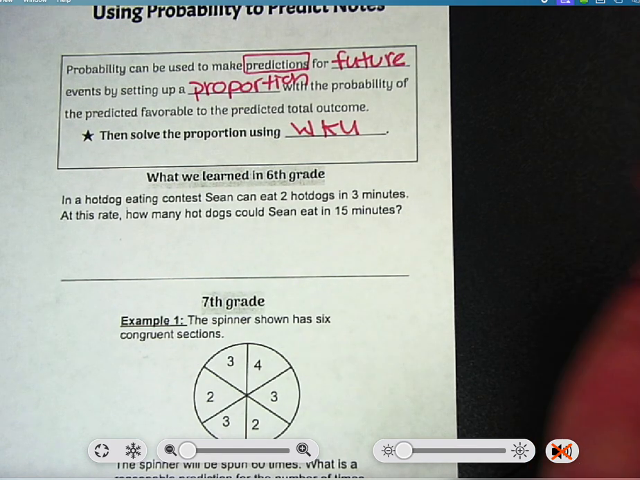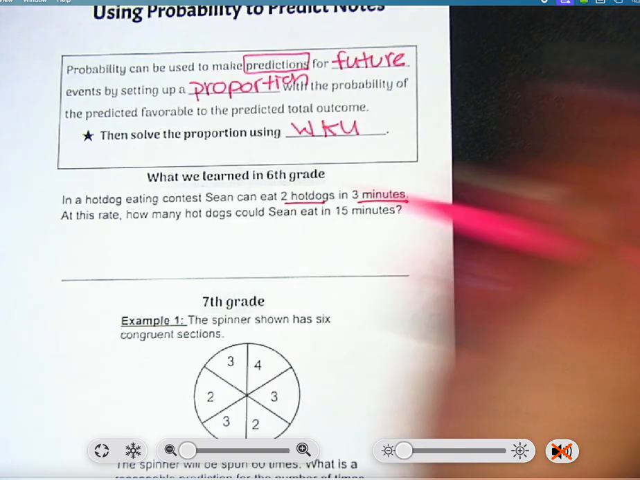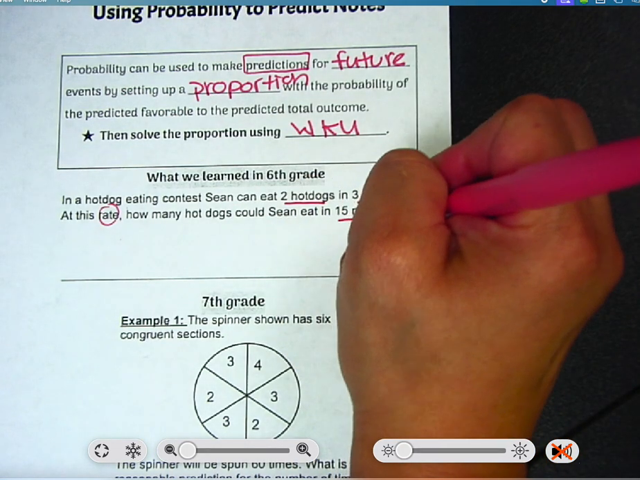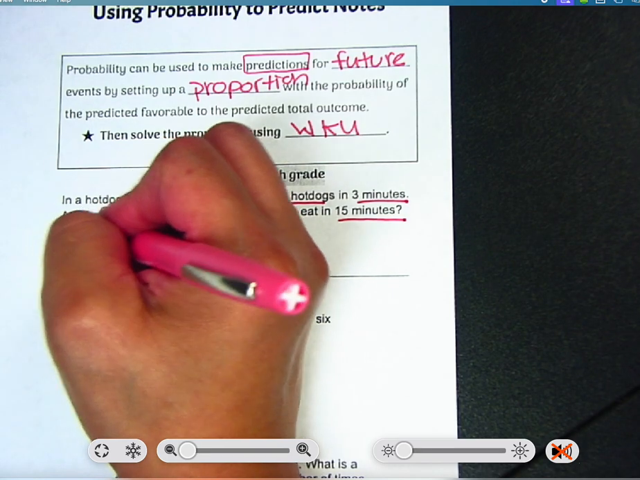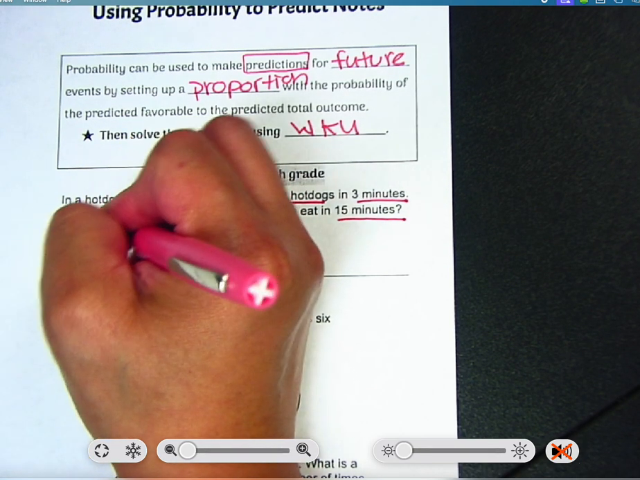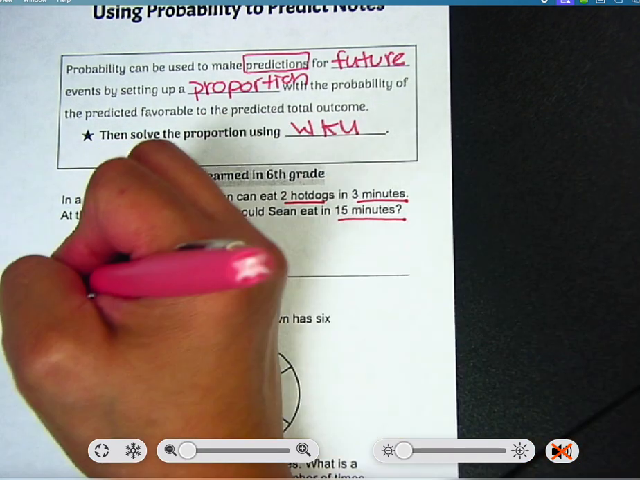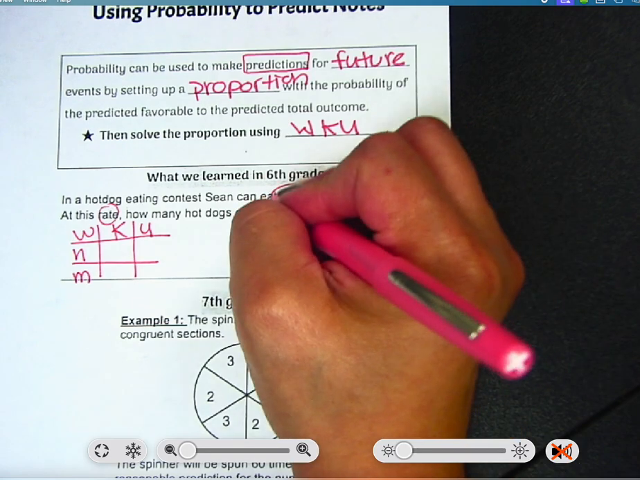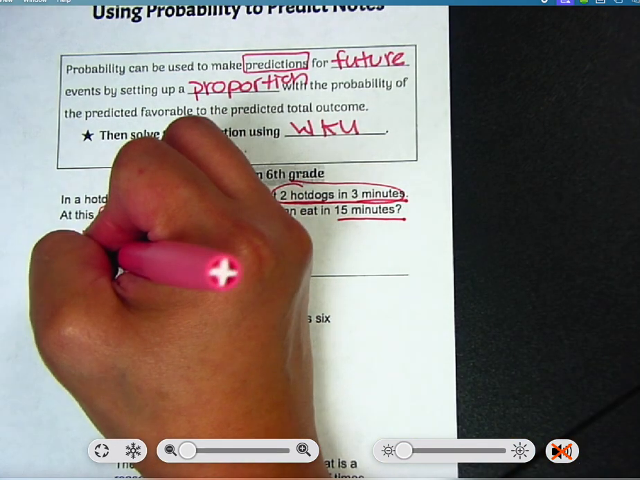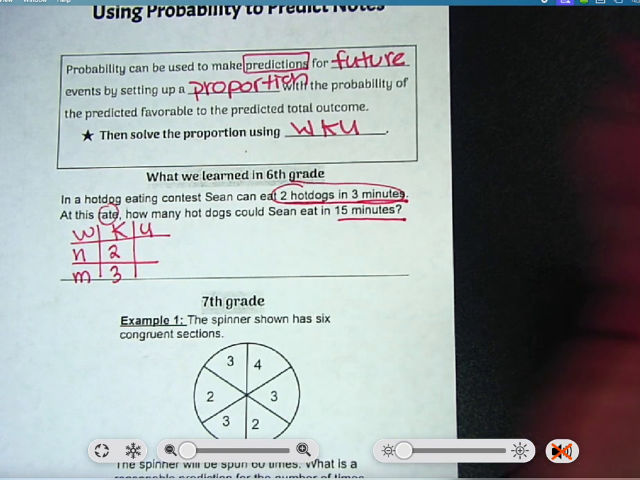All right, so in a hot dog eating contest, Sean can eat 2 hot dogs in 3 minutes. At this rate, how many hot dogs could Sean eat in 15 minutes? Okay, so we're going to set up our WKU. The two things we're comparing are the number of hot dogs and the number of minutes. So the original or the known information is that Sean can eat 2 hot dogs in 3 minutes. Now we want to know how many he can eat in 15.